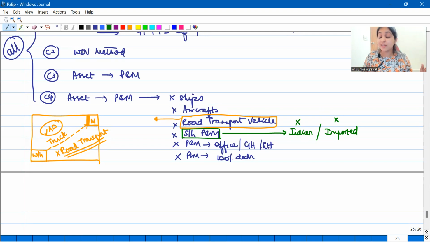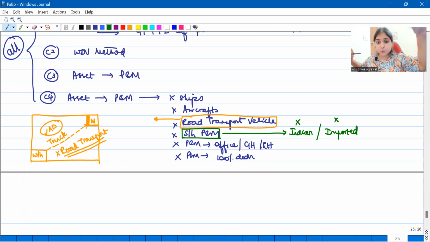Under section 35 AD, there is a difference. Indian second-hand has a different tax treatment, imported second-hand has a different tax treatment. That is the reason why I am differentiating for you here also, so that when I take you to section 35 AD, I can give you a comparative analysis between this second-hand discussion and the second-hand discussion under 35 AD. So I wanted to give you that comparison a little later.